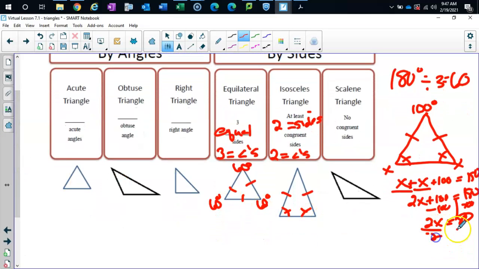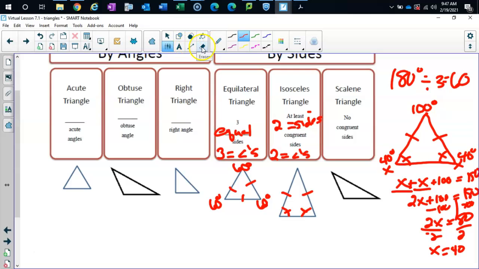Divide both sides by 2. X would be 40. So each one of these would be 40 degrees. Again, let's check it. 100 plus 40 is 180. Guys, I am going to expect you to be able to do a problem like that.